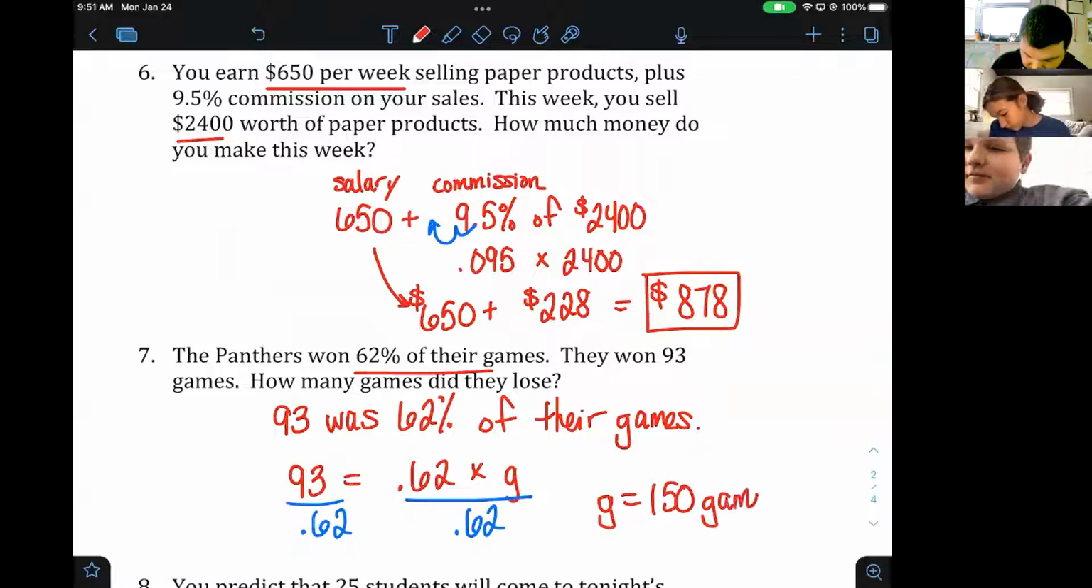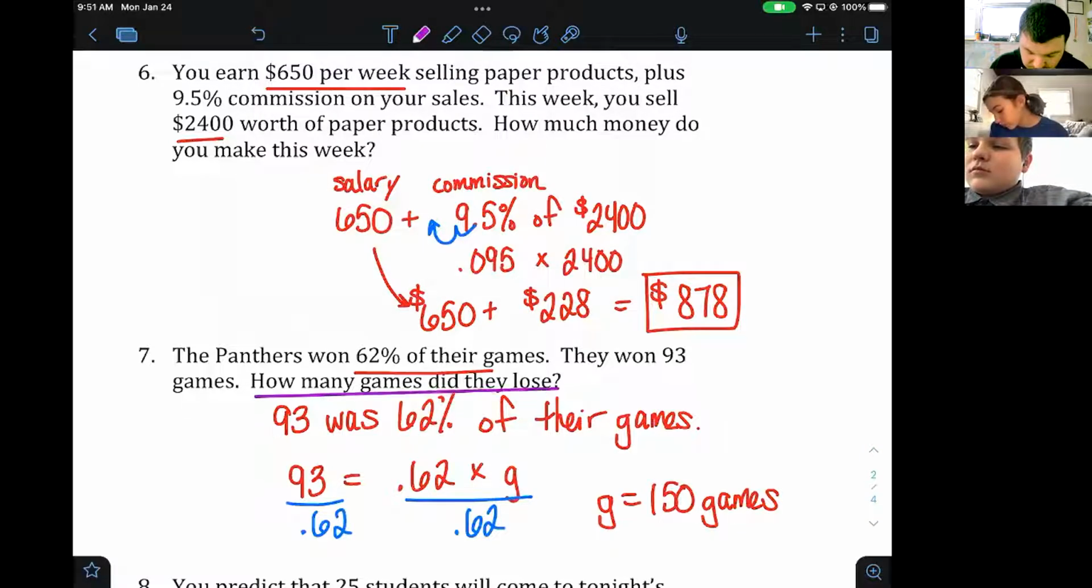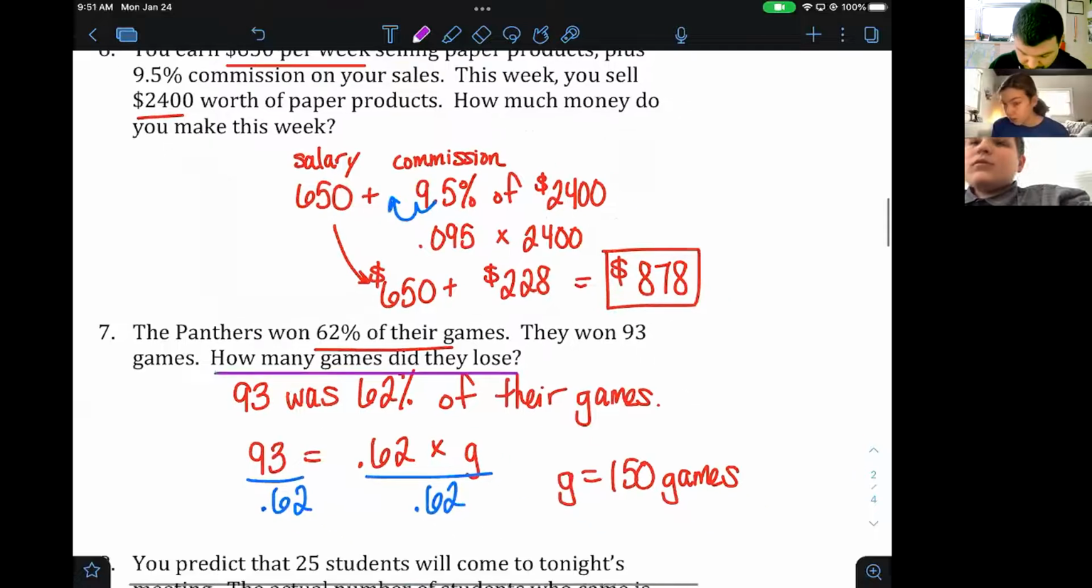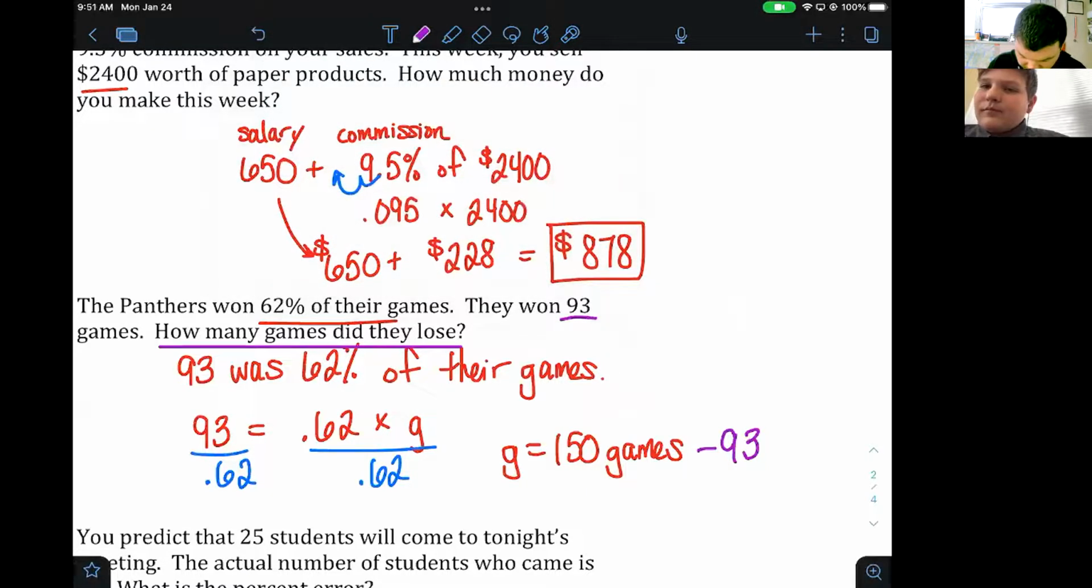Now, if the question said, how many games did they play? We'd be done. But it says, how many games did they lose? Well, assuming that there are no ties and they won 93, I could just take away the 93 wins and whatever's left over is the number of games they lost. So who can tell me what 150 minus 93 is? 57. So yeah, there were 57 losses for that one.